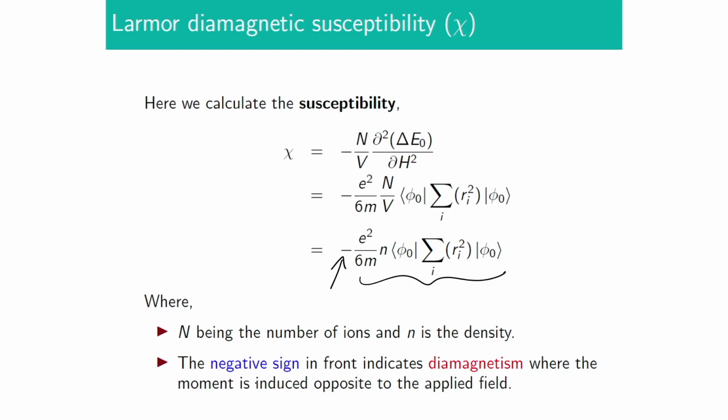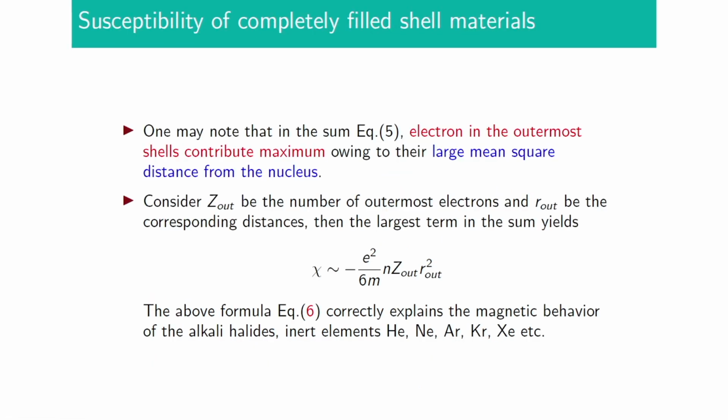Because of this negative sign, you see that there is a negative sign that indicates diamagnetism, and the small n is nothing but n over V, that is the density of these ions that are involved. So, this is an expression for the magnetic susceptibility that we get, and these are for the insulators.